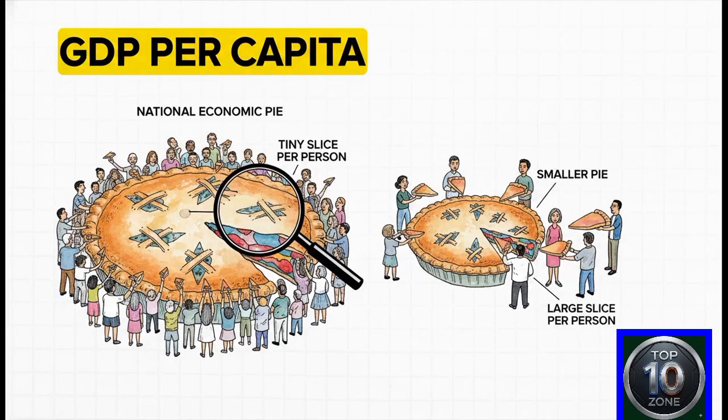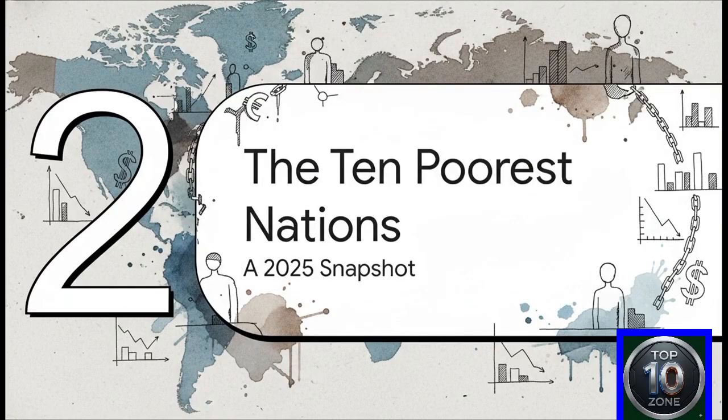What's so fascinating about this is how it completely reframes the issue. A country can have a massive economy, a huge economic pie. But if its population is also massive, well then each person's slice of that pie can still be tiny. GDP per capita lets us measure the size of that average slice. All right, so now that we know the yardstick, let's actually apply it.